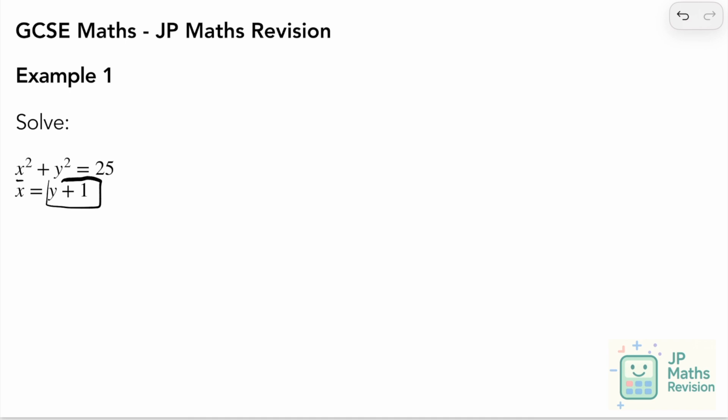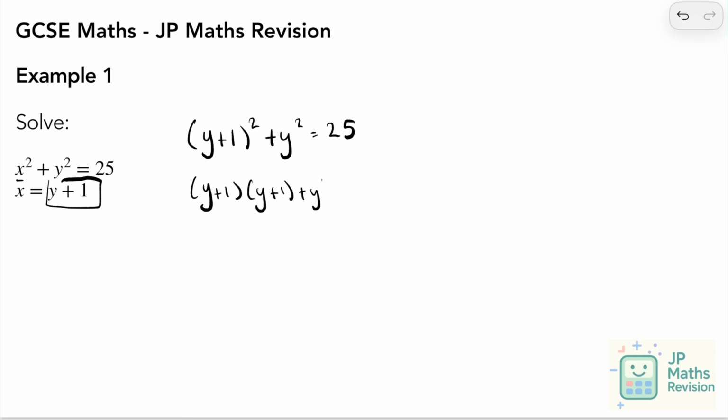So in this case, replacing x with y plus 1, we end up with (y plus 1) squared plus y squared equals 25. We can now solve this because we only have one unknown. If we expand the brackets, we have (y plus 1)(y plus 1) plus y squared equals 25. Expanding these, we end up with y squared plus 1y plus 1y plus 1, and then plus y squared, because we have to include this one too, equals 25.